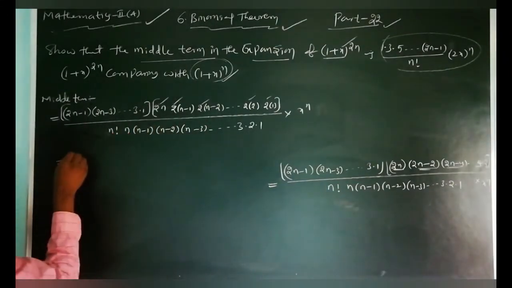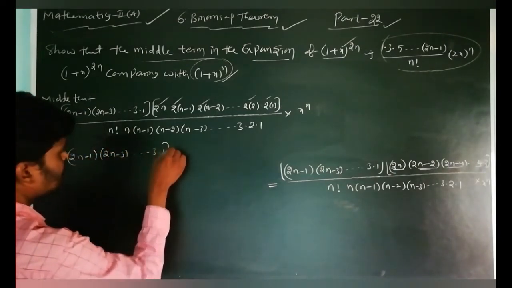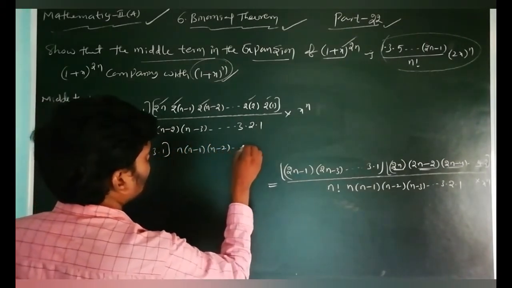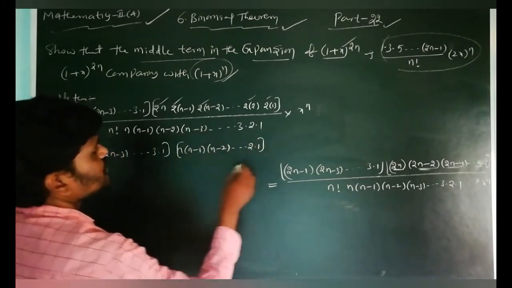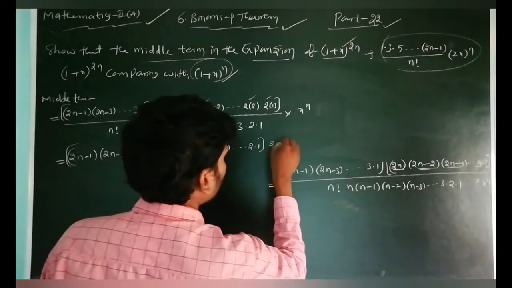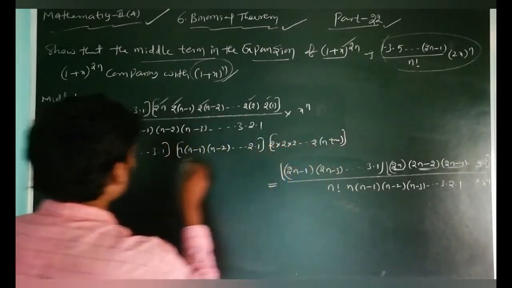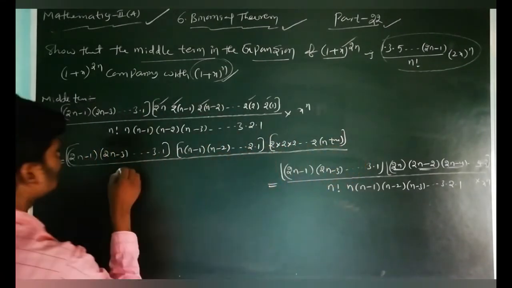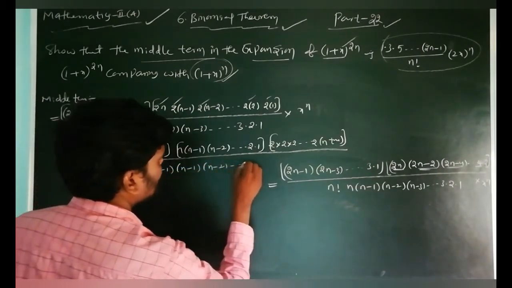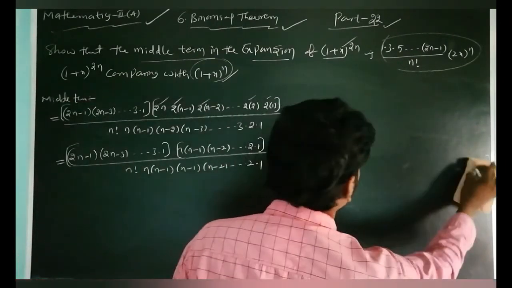We can write 2n minus 1, 2n minus 3, and so on 3 into 1. Here n into n minus 1 into n minus 2 and so on 2 into 1. Here 2 into 2 into 2 up to how many terms? 2 into 2 into 2 up to n times coming. Here 2 coming how many times? n times, by n factorial into n into n minus 1 into n minus 2 and so on 2 into 1. You can write any one, that is correct.